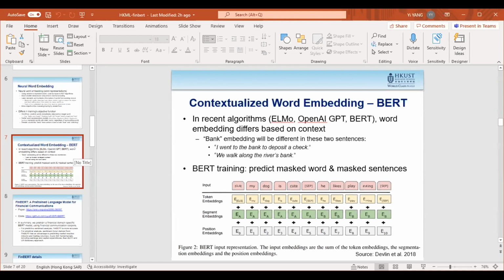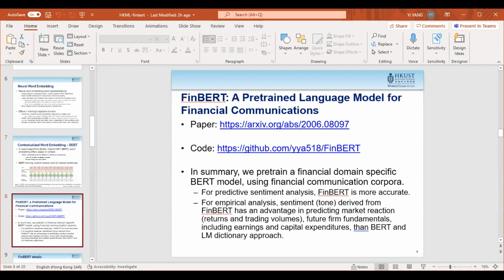So that's the recent advance in textual analysis. But as I said, the BERT model is trained on general documents, Wikipedia and the book corpus. In finance and accounting, financial documents have some different words and different meanings. So we want to capture this nuance. Therefore, in this paper, the FinBERT paper, we pre-train the BERT model using financial communication documents.